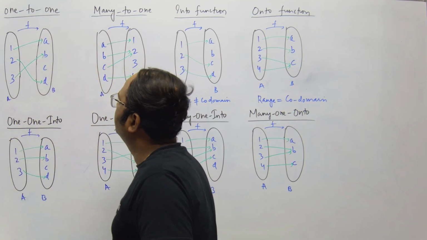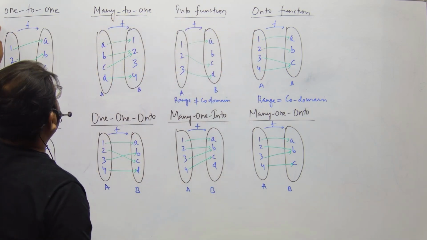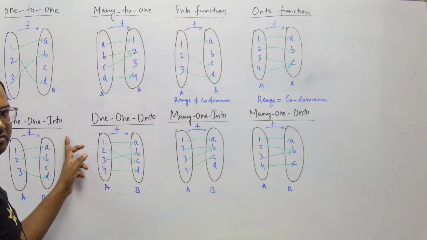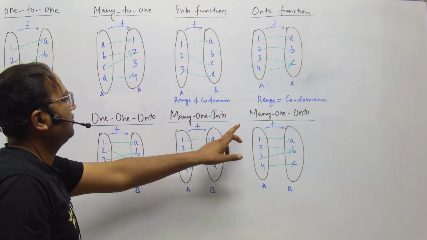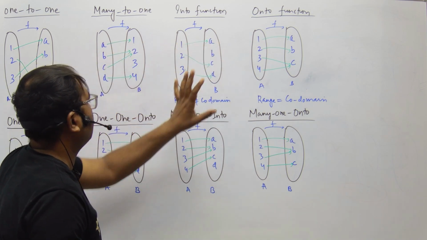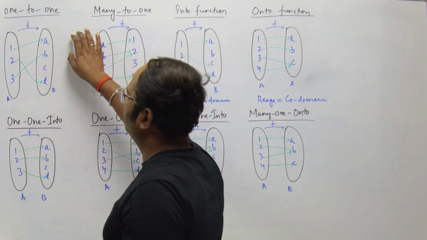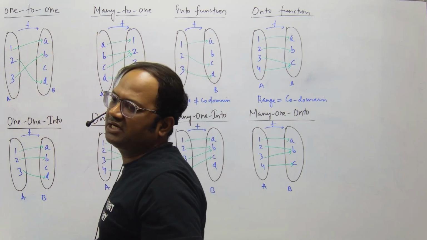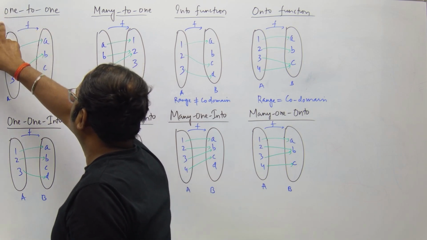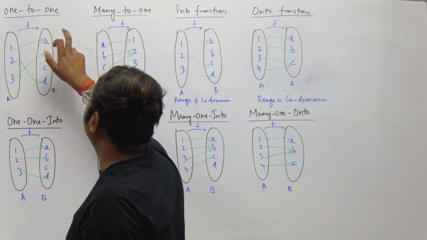So these are the basic four types of function, that is one-to-one, many-to-one, into and onto function. And these functions, that is one-one into, one-one onto, many-one into and many-one onto, are the combination of these basic four types of function. In case of one-to-one function, a single element is getting mapped to a single element. As the name suggests, one-to-one means one element, that is a single element, is getting mapped to a single element.